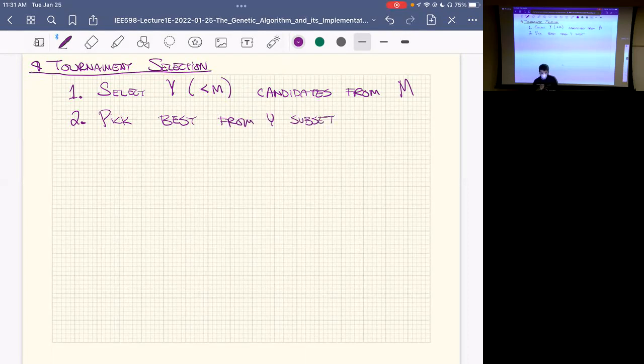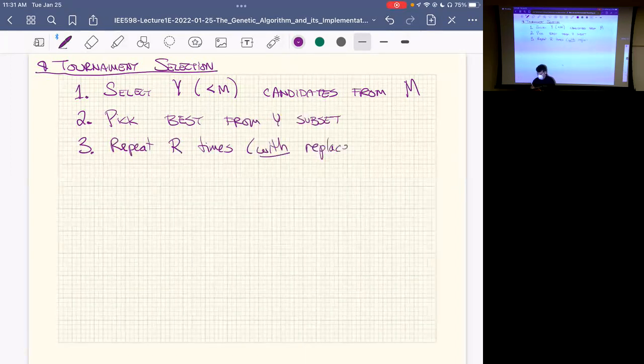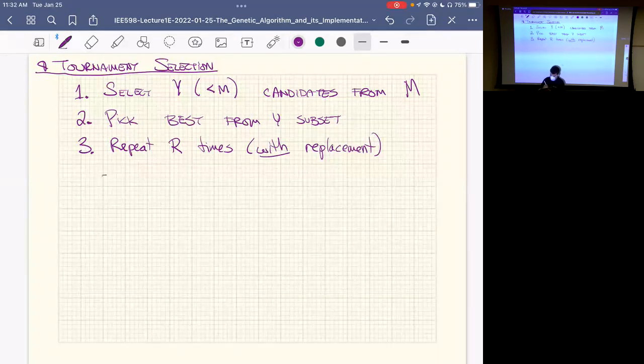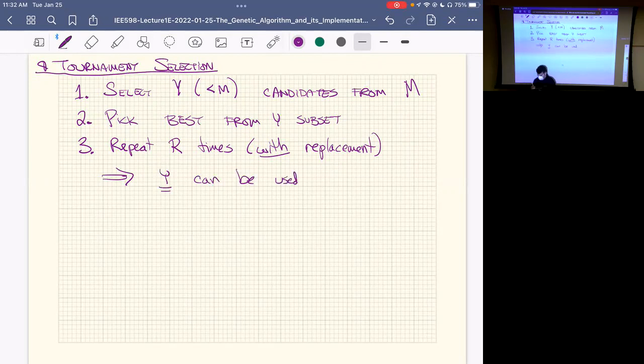And step three, repeat R times with replacement, so we can redraw the same one. And so Y can be used to balance diversity and selective pressure.